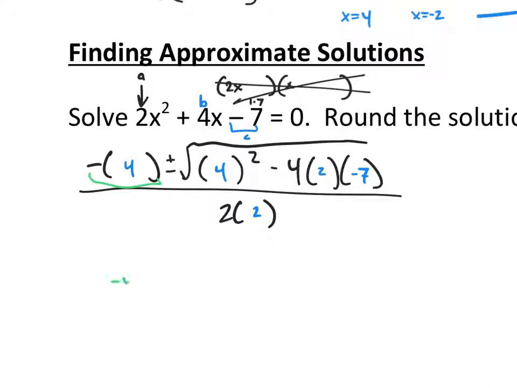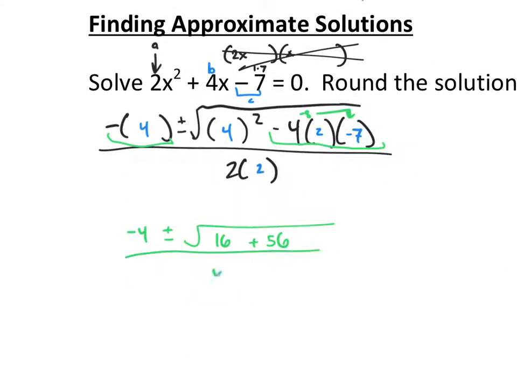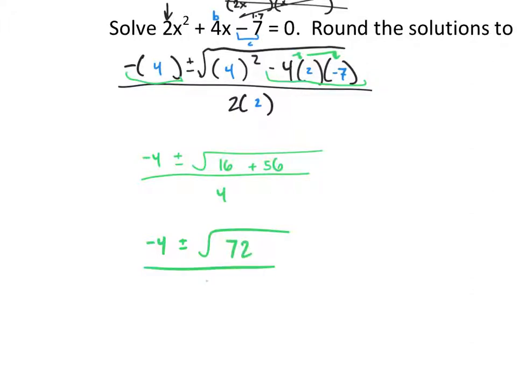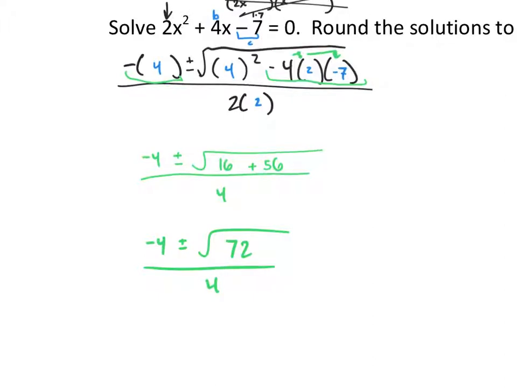So up front, we have a -4. Underneath the square root, I have 16. And then I have a -4 times 2 to get a -8. -8 times the -7 is a positive 56, all over 4. So we have -4 plus or minus the square root of 16 plus 56. That gives us 72 all over 4. Now here's what we can't do.